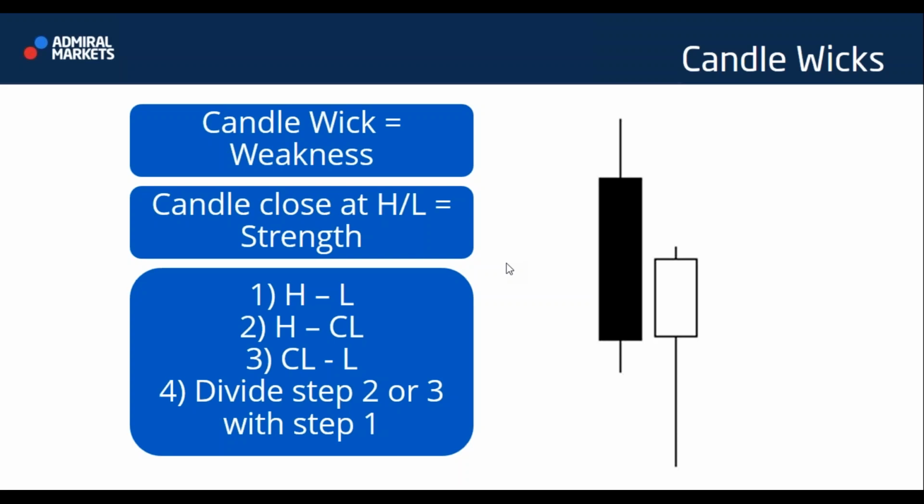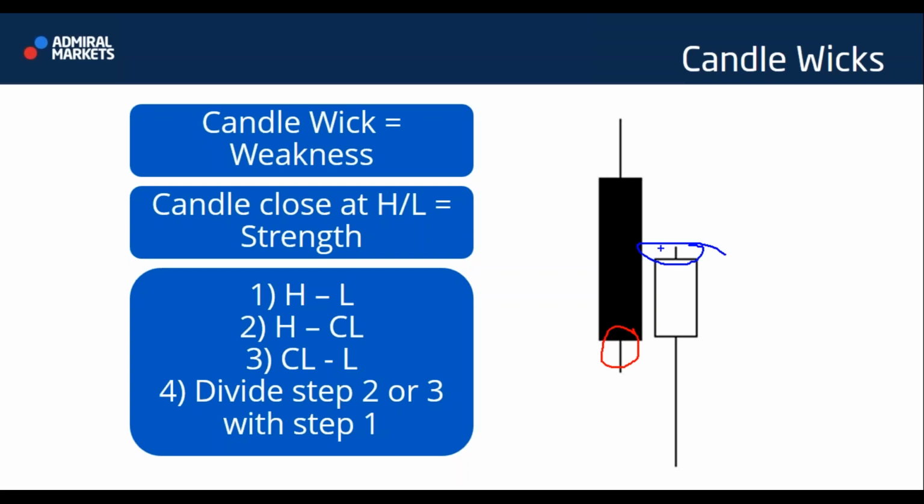Candle wicks and candle closes are important. Because if we have a candle wick, it is indicating weakness, whereas if we have a candle close, either high or low, it is indicating strength. If it closes near the low, like this candle, it is indicating bearish strength. Whereas if it closes near the high, in this case, it is indicating bullish strength. So that gives a lot of info about what direction that candle is going.